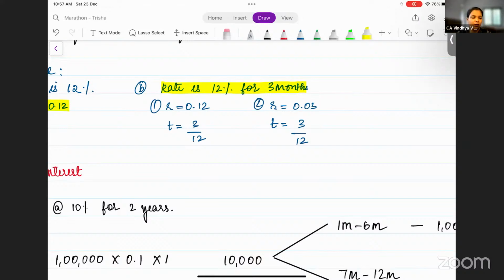Now tell me, out of A and B, which one is correct with respect to R? Quick answers. Can you tell me which is correct? How do you consider the rate? Is it 0.12 or is it 0.03? First or the second?